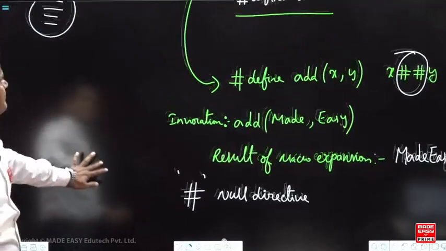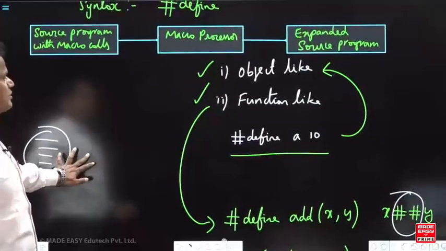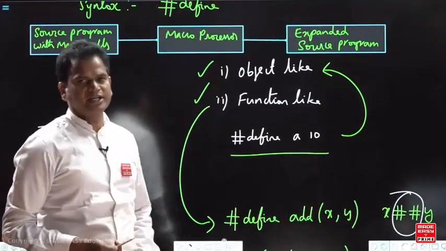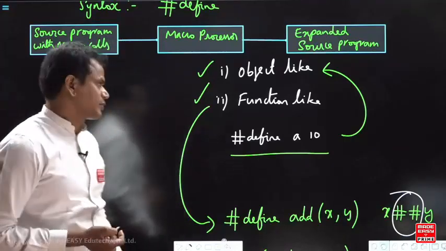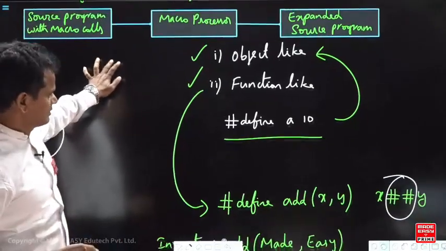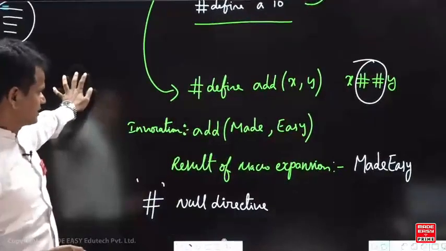Dear students, is it clear? So we have done #include and #define, which are used for macros. Okay, done. Anything? So just make it fast.